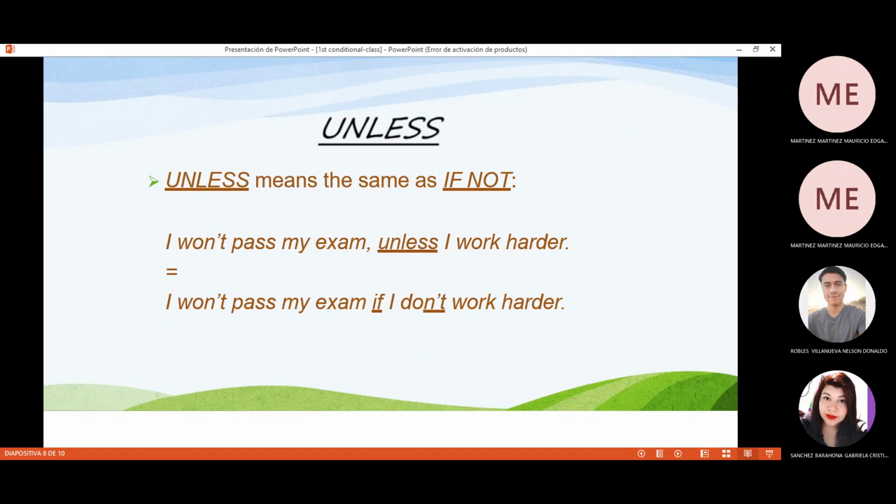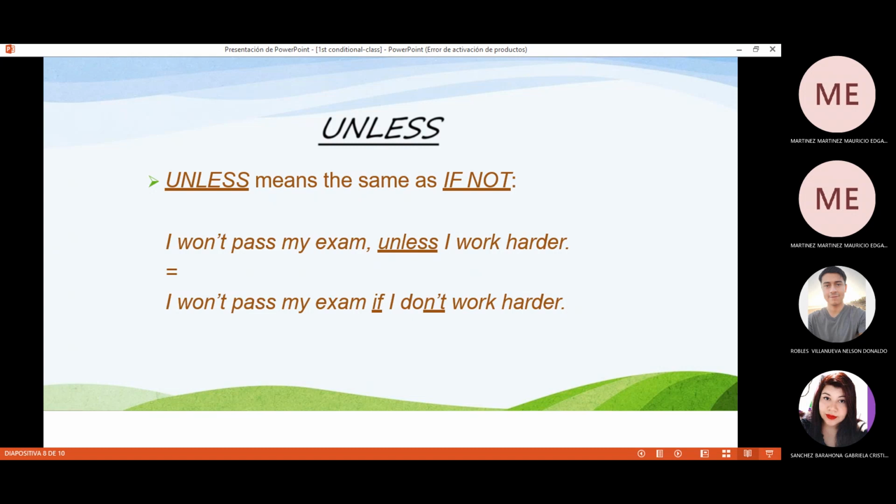In this case, we have unless. Unless means the same as if not. I won't pass my exam unless I work harder. This in Spanish can read like this: no pasaré mi examen a menos que trabaje duro.